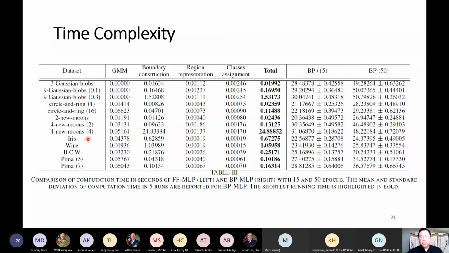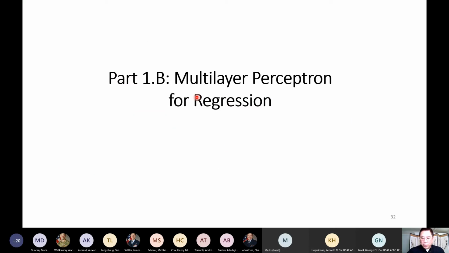There are 16 regions, and then we have to prune the boundary. It takes a lot of time. If we do two Gaussian blobs per moon, it is actually much faster, and the performance is even better. So in general, we can say the V4 MLP gives you a very small architecture, a very small network, very low complexity, and also very good performance. Now next I will talk about the regression problem.